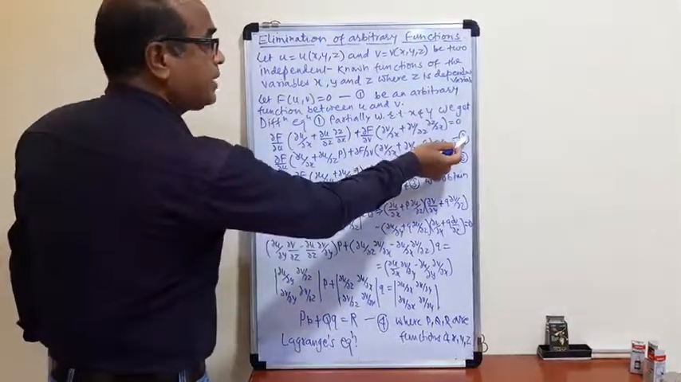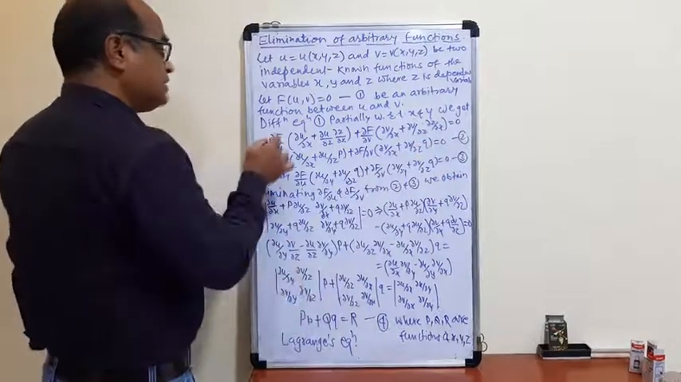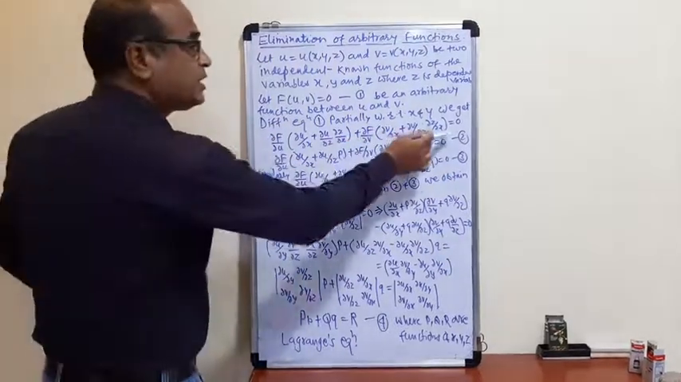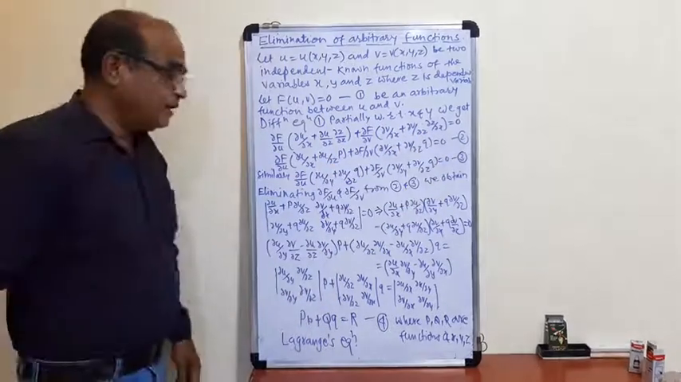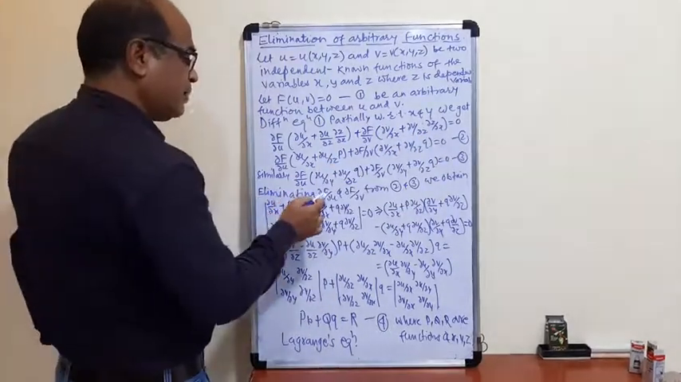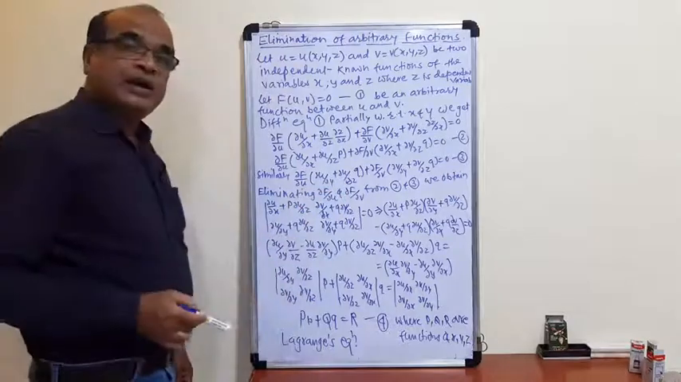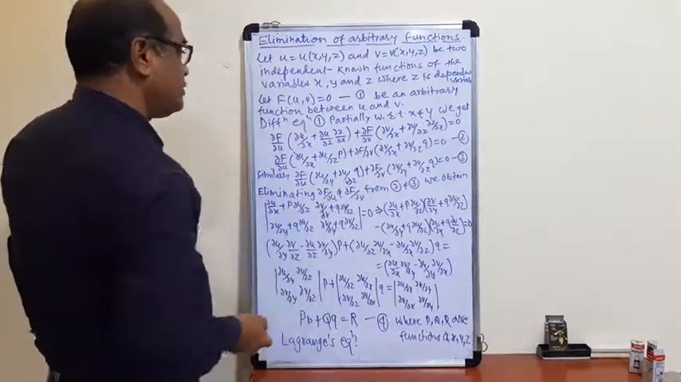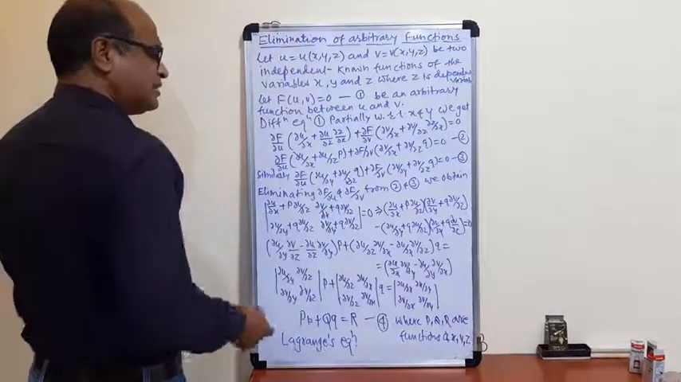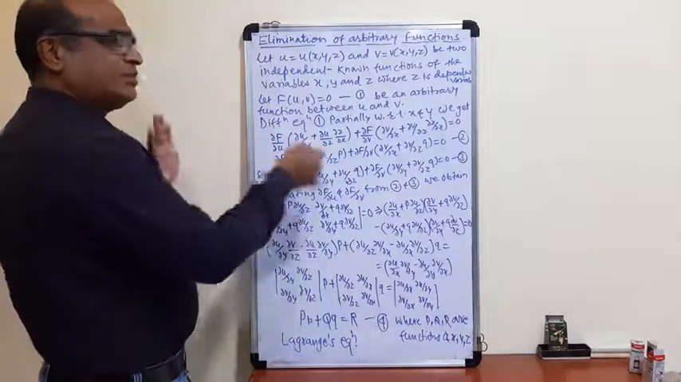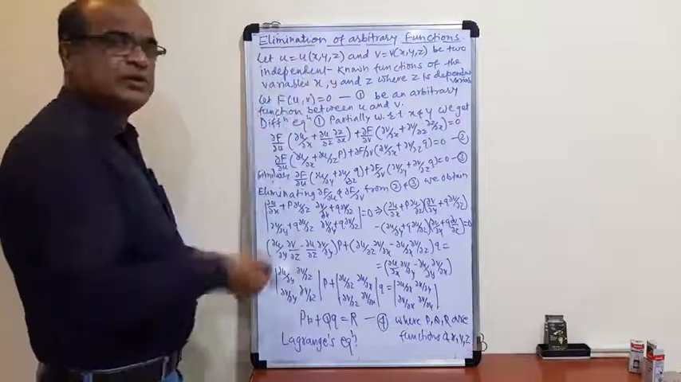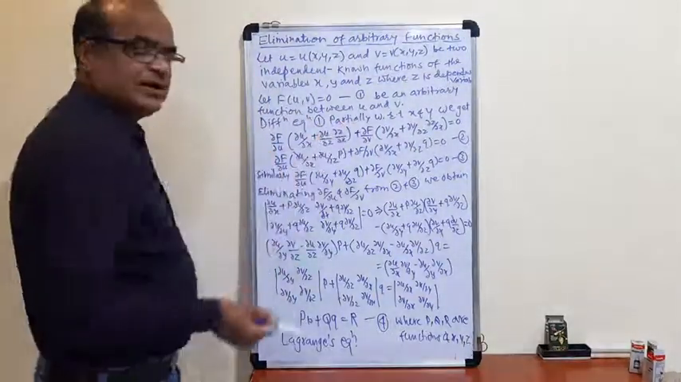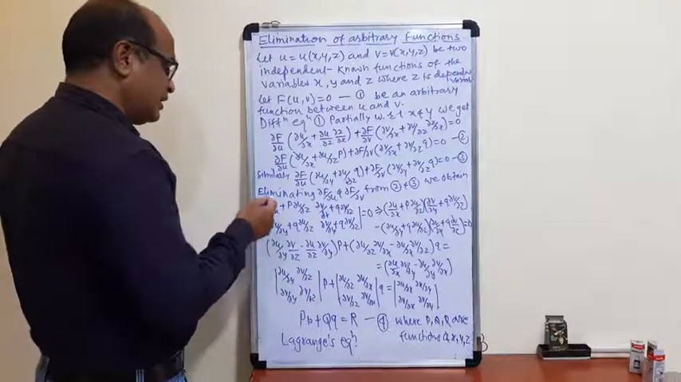So we eliminate dou f by dou u and dou f by dou v from equations 2 and 3, and we obtain this here. Okay, so taking the determinant, that is, we eliminate by multiplying something and solving these simultaneous equations. So automatically we eliminate this. So we can write it in determinant form.